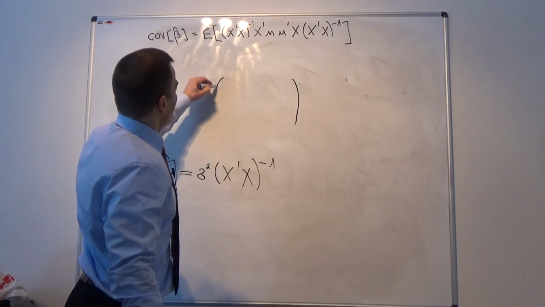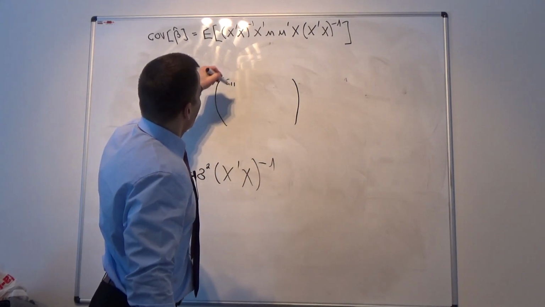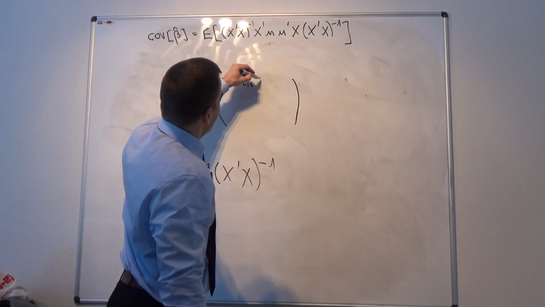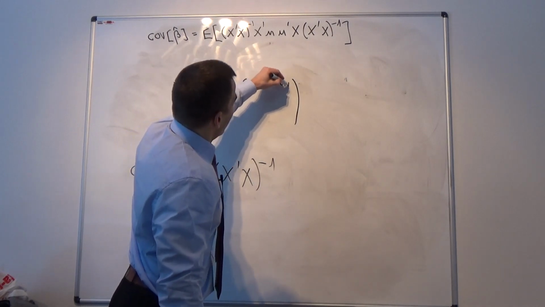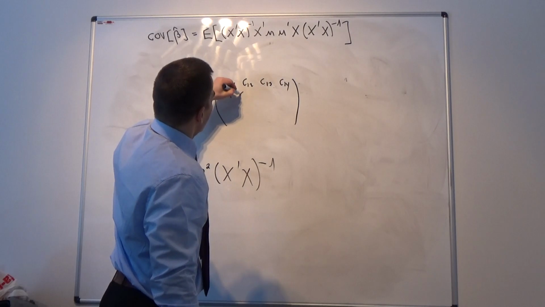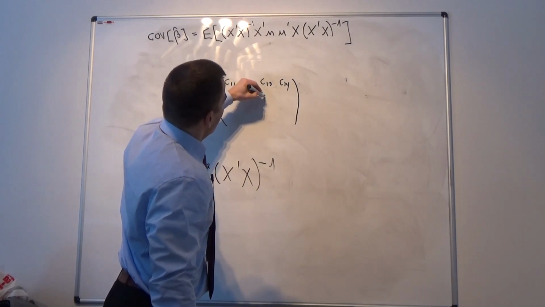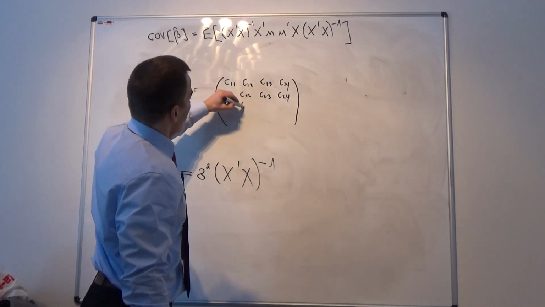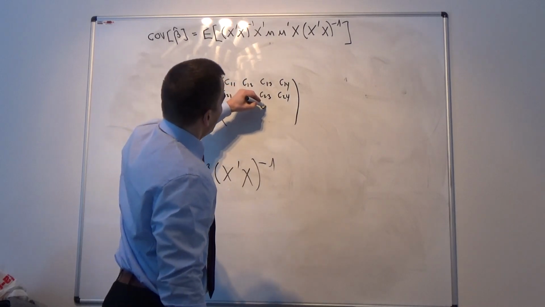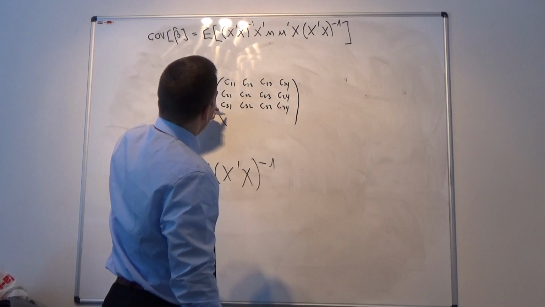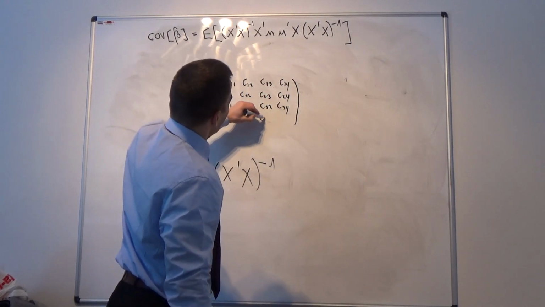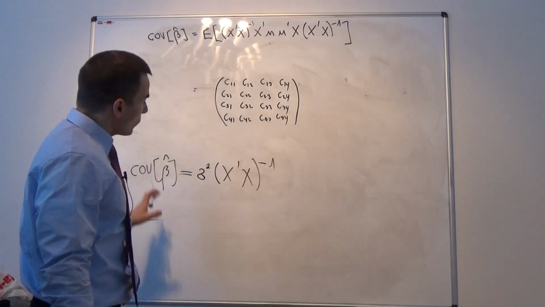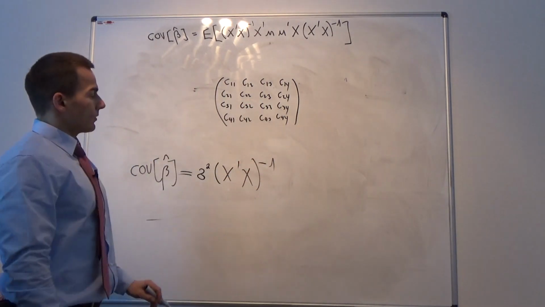Well, what comes out here is simply a matrix, let's call it C, whose elements are C11, C12, C13, C14. Then we have C21, C22, C23, C24. Then we have C31, C32, C33, C34, C41, C42, C43, and C44. This is what comes out if we do the matrix calculus.